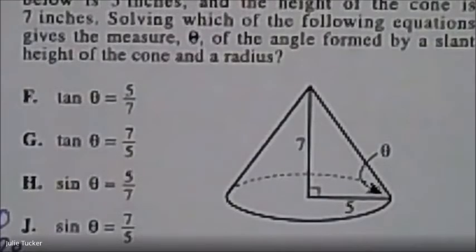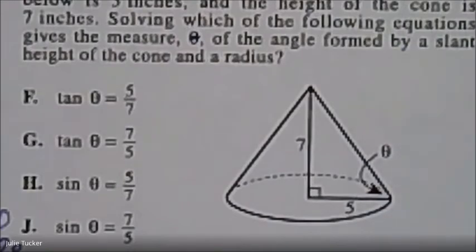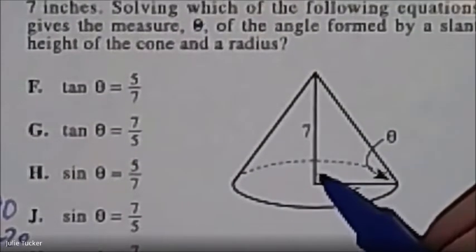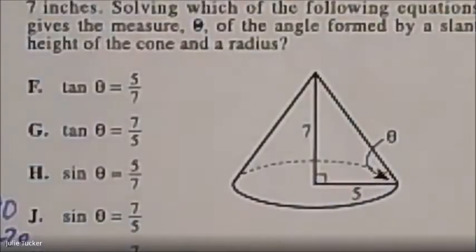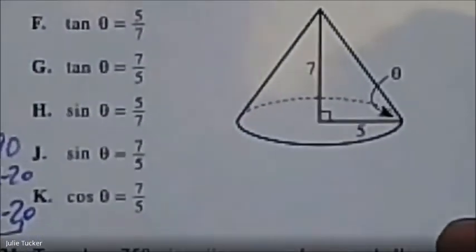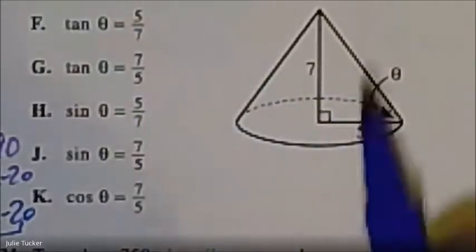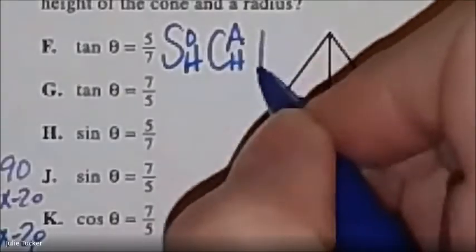So, isn't this just a little right triangle inside of here? This is 90, but they want to know the angle over there. So, what math can we do? We can do trigonometry. Look at their answers. They did trig. This is SOHCAHTOA. I bet you're going to remember this.